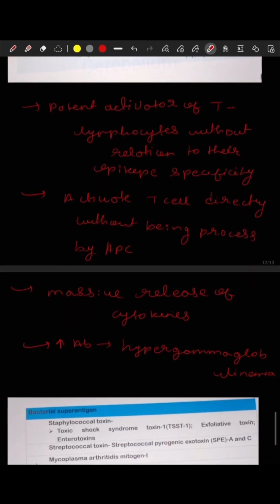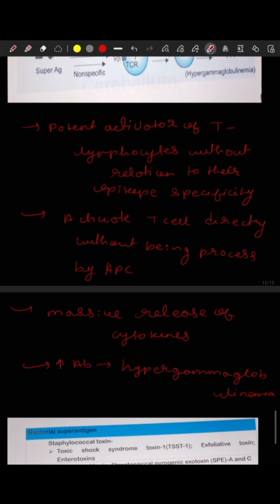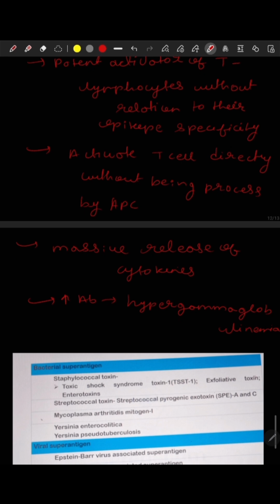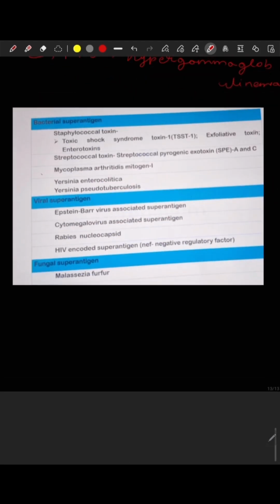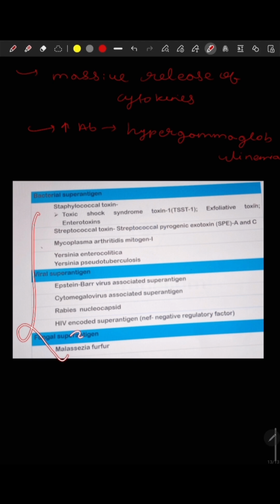Then they are activators of T lymphocytes, and relation to their epitope specificity is not followed. They activate the T cells without being processed by the antigen presenting cell, massive release of cytokines and increased antibody production, that is hypergammaglobulinemia. So here are the 10 types of super antigens.